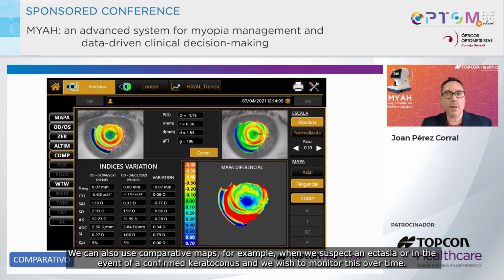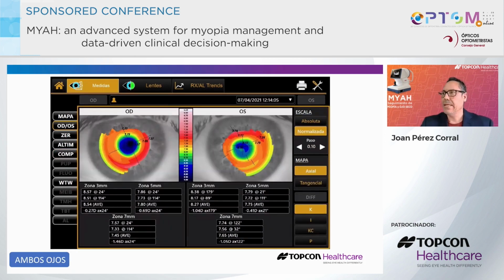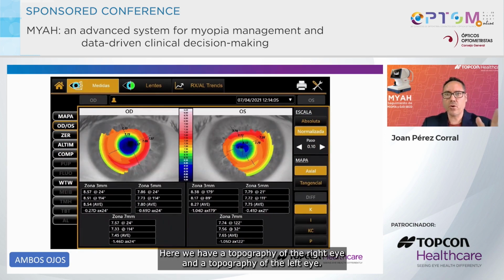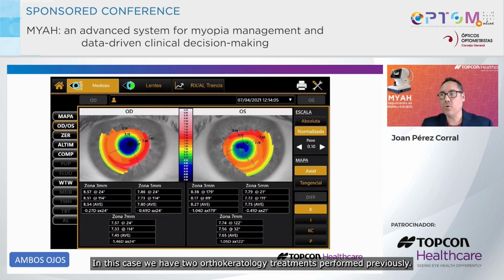We can also use comparative maps, for example, when we suspect an ectasia or in the event of a confirmed keratoconus and we wish to monitor this over time. This visualization is interesting. Here we have a topography of the right eye and a topography of the left eye. In this case, we have two orthokeratology treatments performed previously.